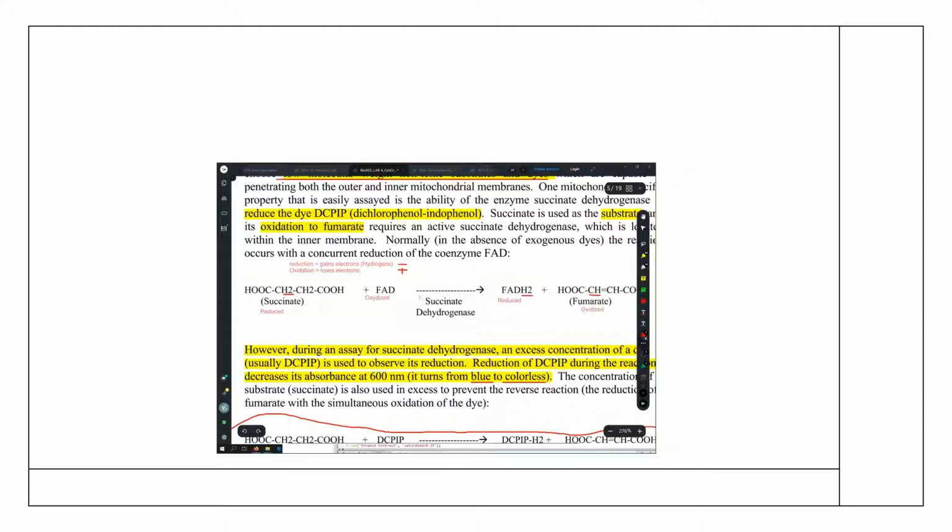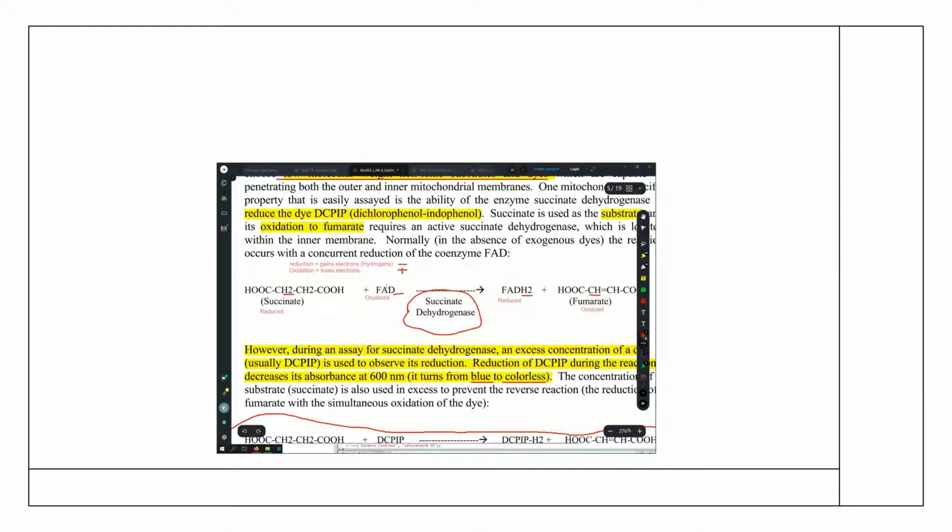Now, we look at FAD, and over here on the left-hand side, FAD does not have any hydrogens, so it doesn't have any electrons. But over here for FAD on the right, it has two hydrogens, so it's carrying two electrons, which means that it is reduced. And on the left-hand side, it is the oxidized version. So succinate dehydrogenase is the enzyme that is responsible for doing that.